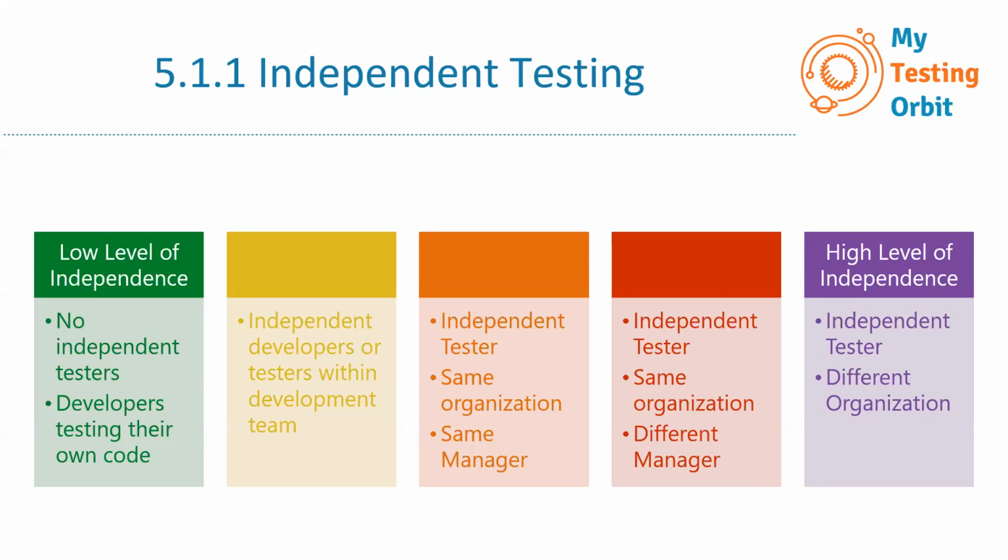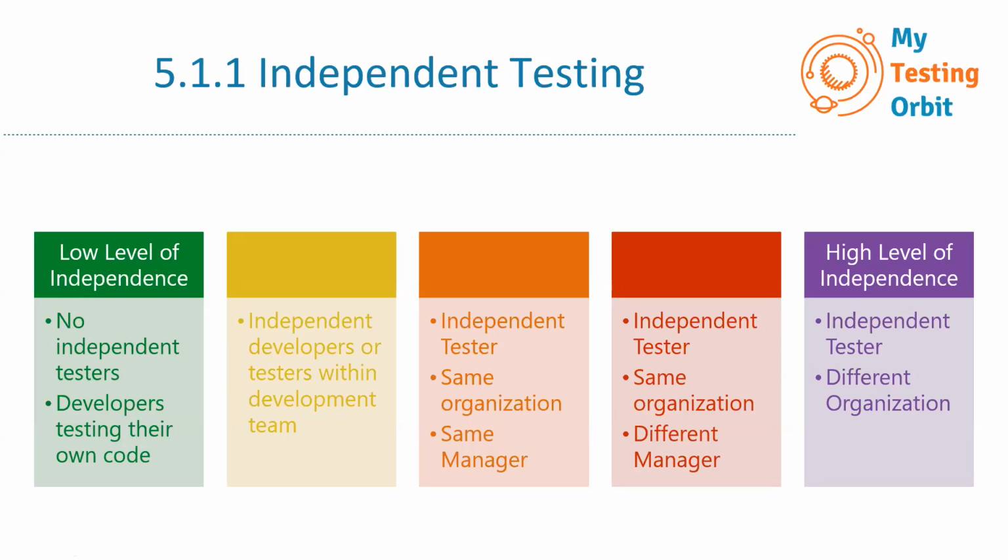Over here, if you see these 5 blocks, we will be going through these 5 levels, and as we progress towards the right, it will show the increase in the level of independence of testing. Let's start with the first one. The first one is no independent testers, developers testing their own code. This is the lowest level of independence of testing.